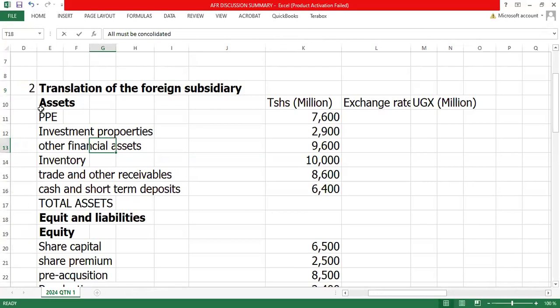So these are items, these are assets. All assets, you use the closing rate. The closing rate is what? 1.56, rather, yeah, 1.56. That is our exchange rate.